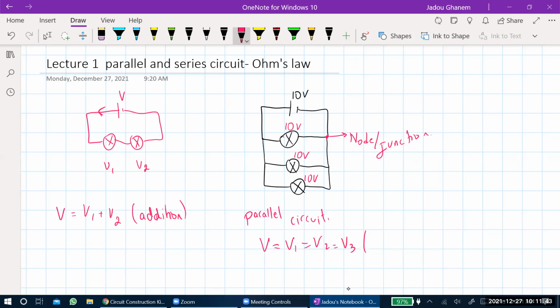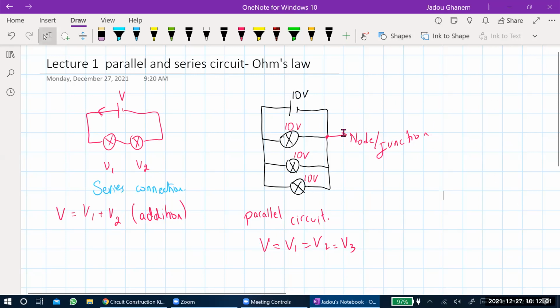Voltage, okay. Yeah, this is the law of uniqueness. The voltage will be the same. And this is a series connection.